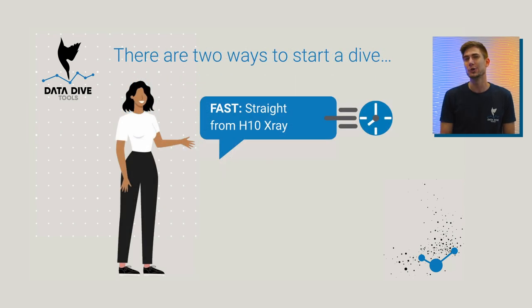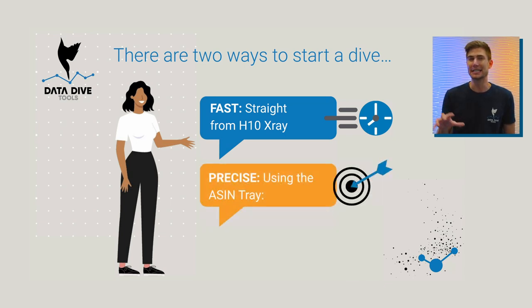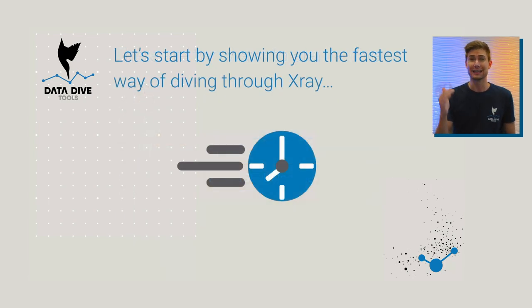There's two ways that you can do a dive. One is fast, and the other is more precise. The fastest way is to go straight from Helium 10 inside of X-Ray, and the more precise way, which is what we recommend, is to actually add competitors to your ASIN tray. I'm going to cover both of those right now, but let's start by showing the fastest way, which is through X-Ray.